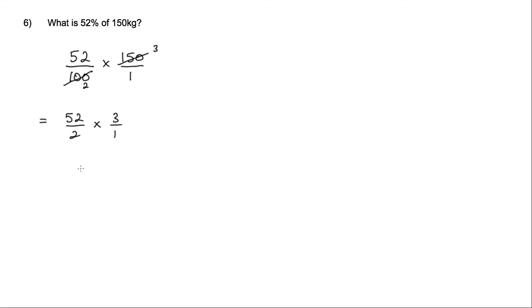Now, the 52 and 2, well, they'll cancel. 2 goes into 2 once, and goes into 52 26 times. And if we look, we've got 26 over 1, or just 26, times by 3 over 1, or just 3, and 26 times 3 is 78. So 52% of 150 kilograms is 78 kilograms.